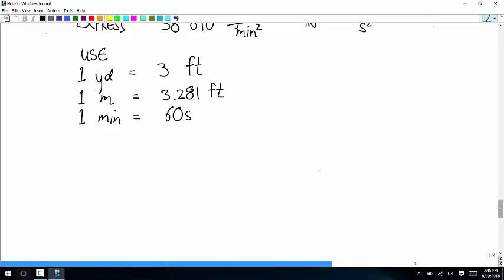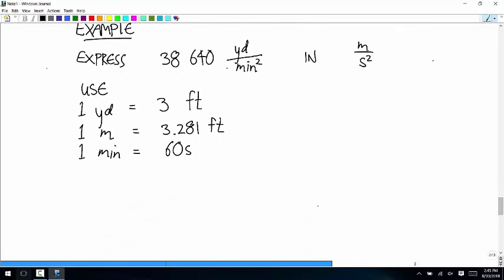Well, it's given in yards. If I would have given you a conversion straight from yards to meters, then that would have been fine. But I didn't give you that, so we're going to have to do it in 2 steps. Okay, so our starting value is 38,640 yards. And then it's per minute squared.